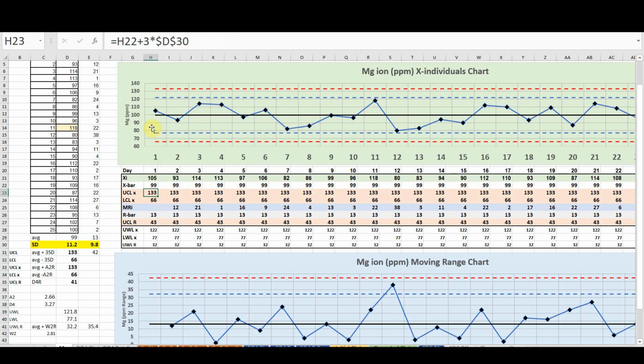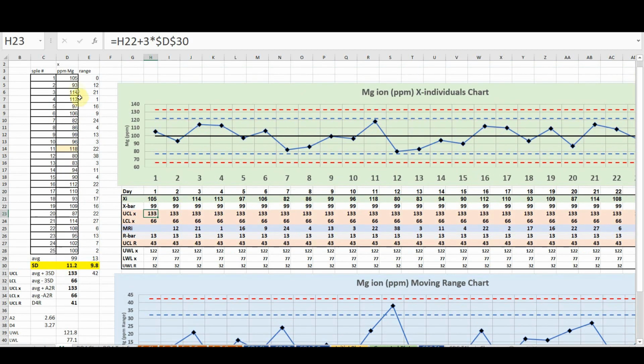The upper control limit, and you can see it here, is the average plus 3 standard deviations. Right, 133 in this case. So that's the average X bar from row 22, here it is 99, plus 3 times the standard deviation of the individuals. So you need to get the standard deviation of all the individuals. You can calculate it at the right, or I did it in the column on the left just so it's easier to see. So here are the X values, and I have the average and the standard deviation.